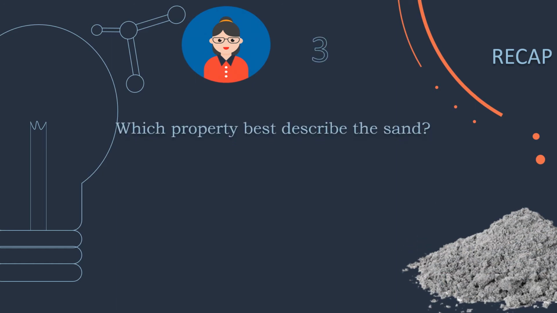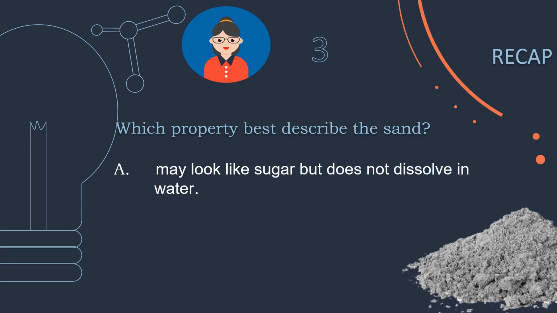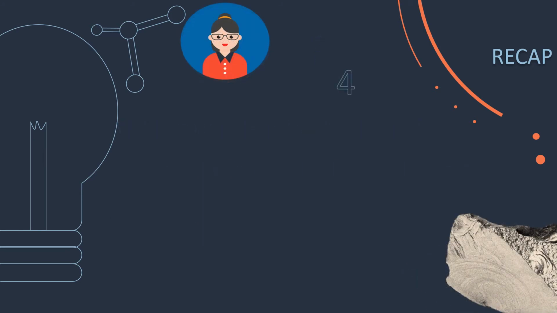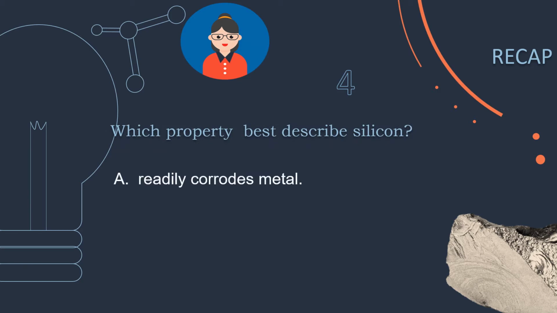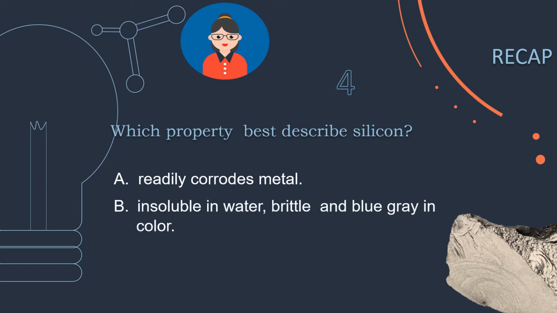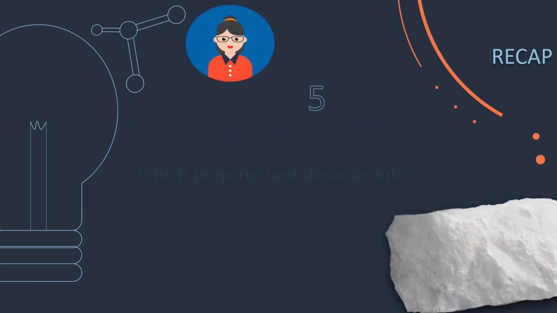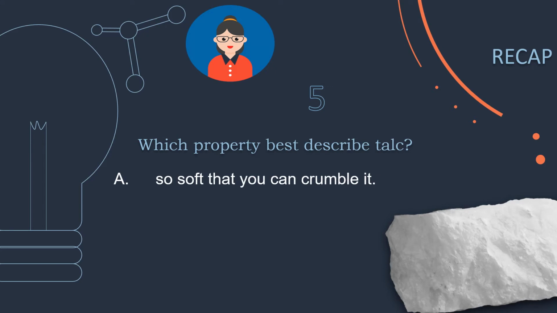Number 3. Which property best describes the sun? A. May look like sugar but does not dissolve in water. B. May dissolve in other liquids. Number 4. Which property best describes silicon? A. Readily corrodes metal. B. Insoluble in water, brittle, and blue-gray in color. Number 5. Which property best describes talc? A. So soft that you can crumble it. B. Sometimes appear to be hard.